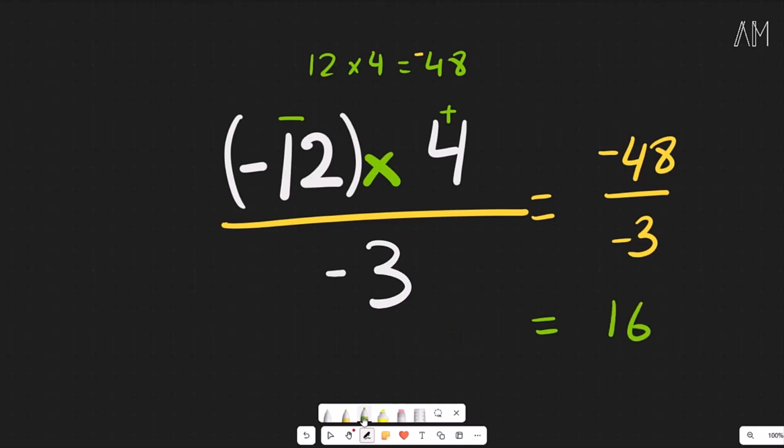There we go. And to know if it's positive or negative, check the signs. Here, the first one is negative, the other one also negative. They are the same. So the final answer will be positive. And there we go. That's how we do it.